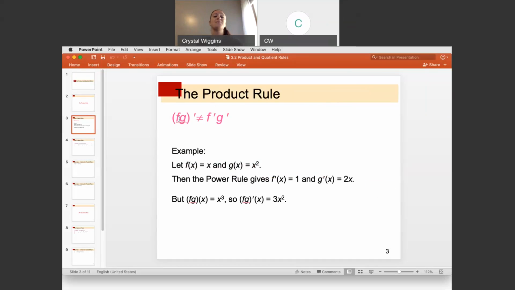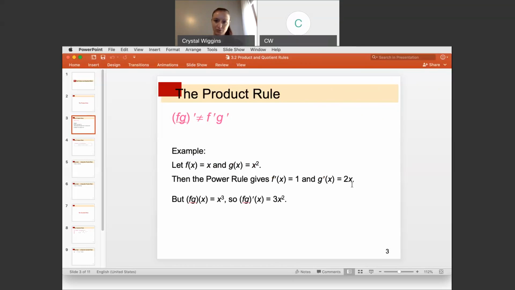So in pink, it's stating that if you have a function f times a function g, and you want to take the derivative, you need to remember that it is not equal to each function's derivative multiplied. It's not the case. So for example, if we let f of x be x and g of x be x squared, then the power rule gives us that the derivative of x is 1 and the derivative of g is 2x. And if we multiply those, we get 2x.